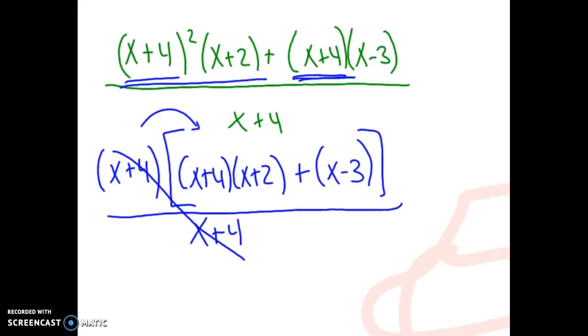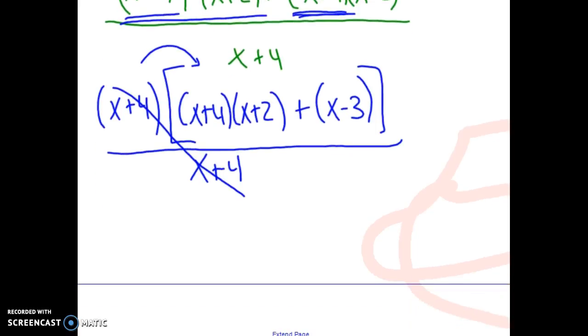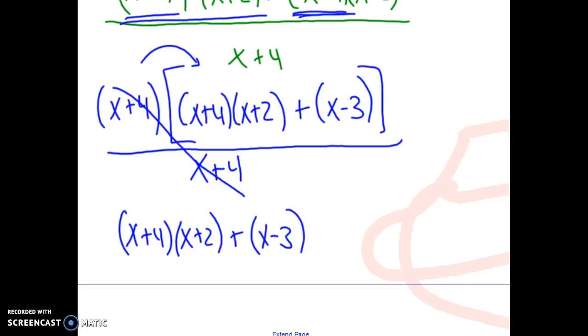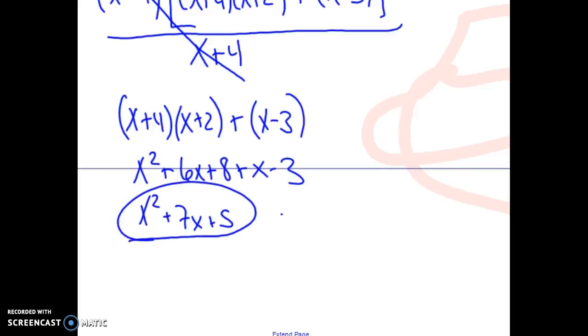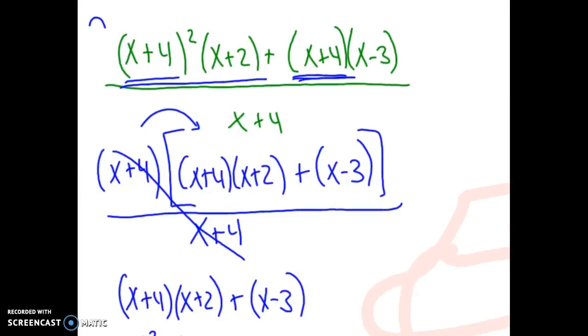These can cancel because they're identical binomials. And then I'm left with x plus 4 times x plus 2 plus x minus 3. Here I can do my area models in my head to multiply that out. Then I can simplify and I get x squared plus 7x plus 5. And that would be a simplified version of this.